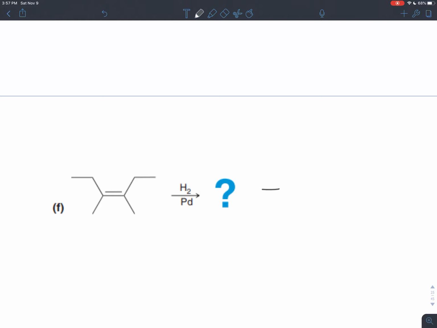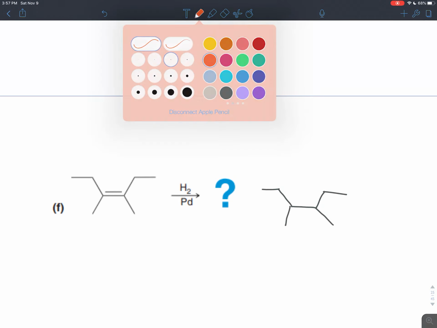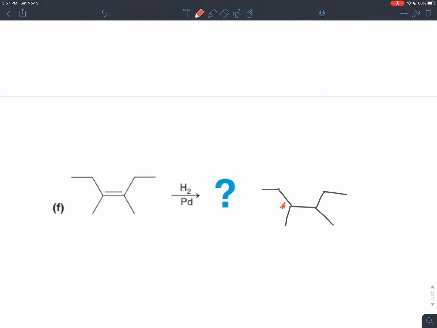We're going to add two hydrogens, and we're going to add them syn. They're going to go on the same face of this carbon chain. So start by drawing the same carbon chain, just erasing the pi bond. Now if we don't have any chiral centers, then that's our answer. But here we do have chiral centers. We have two of them. Both of the carbons that were in the double bond are chiral centers.